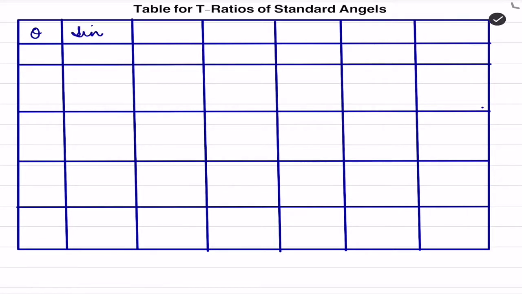First remember, the first column is for theta. Next, you will write down the 6 trigonometrical ratios: sin theta, cos theta, tan theta, cosecant theta, then secant theta and cot theta. As I told you in my previous videos also, please remember the same order.